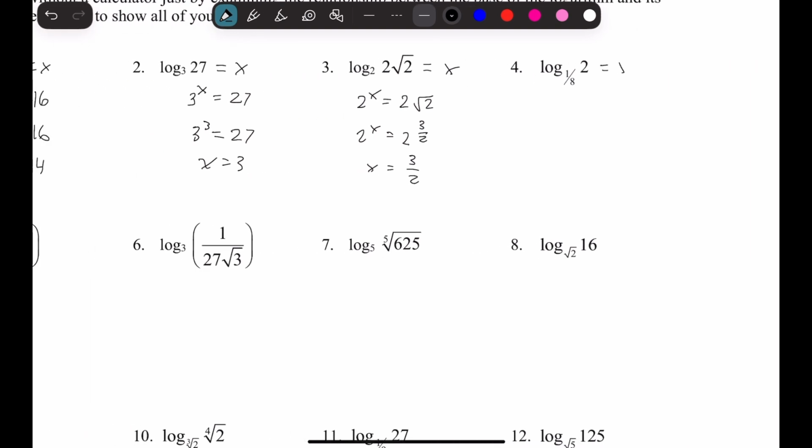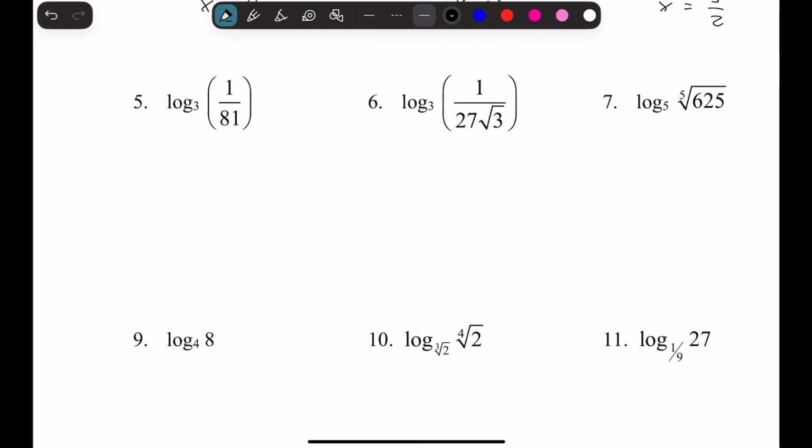What do we do here? This is equal to x. So what do we have here? (1/8) to the power of x is equal to 2. And then (1/8) to the power of x is equal to 1 over 2 to the power of 3, which is equal to (1/8) to the power of -3. And so x is just going to equal -3.